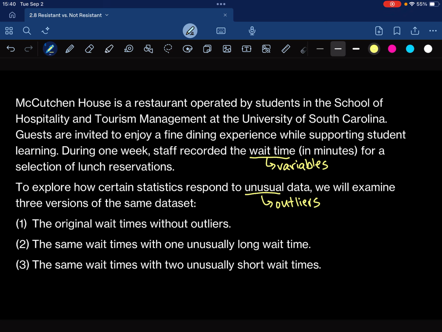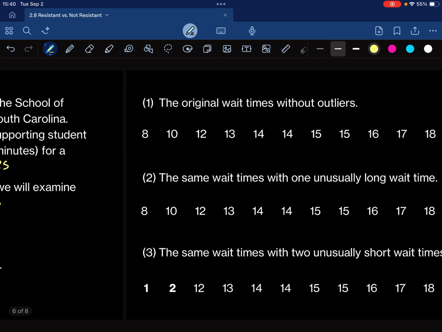The first data set is the original data set with no outliers. The second data set is the exact same numbers, except I change one of them to be extremely longer than the other, so it has one really big number. And the third data set is the same data set with two unusually short wait times. I'm going to illustrate that with our actual data.